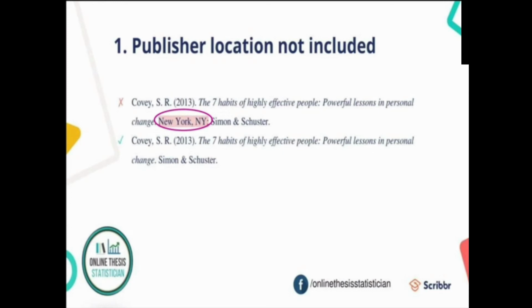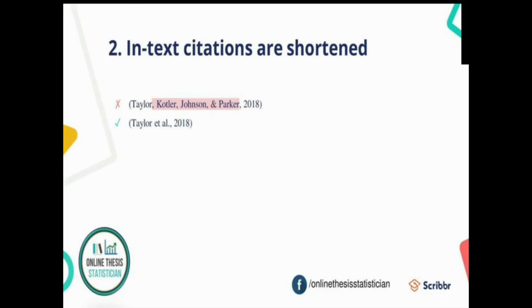So una sa changes that we have is that publisher location is not included. Because the publisher location is one of the most difficult pieces of information to find for students. That's why they opted not to include the publisher location. In-text citations are shortened. So instead of stating Taylor, Cutler, Johnson, Parker 2018, we only use Taylor et al. 2018.